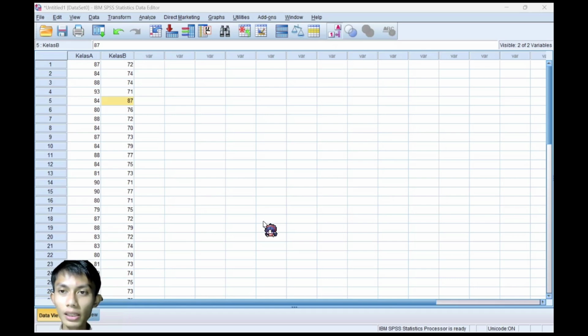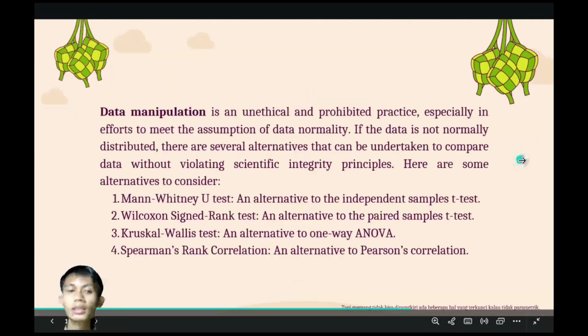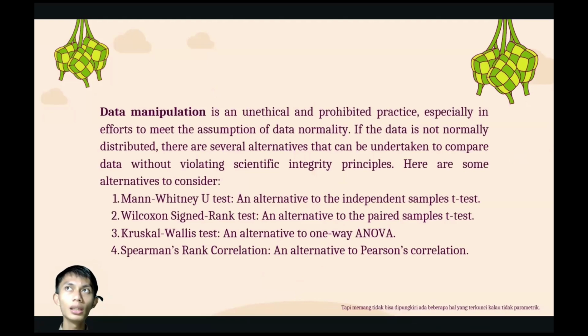So this is the example. You just use these steps to test the normality of the data, and you can see the significance of the data. Okay, back to the PowerPoint, and the last is what we are going to do if the data is not normal.